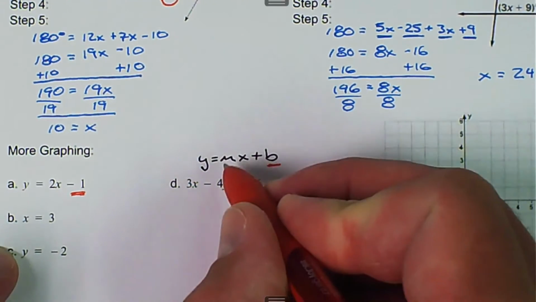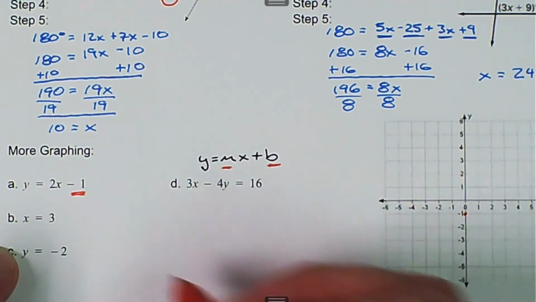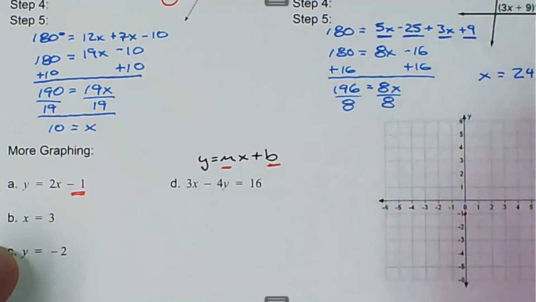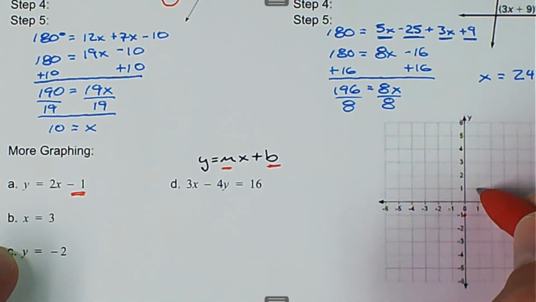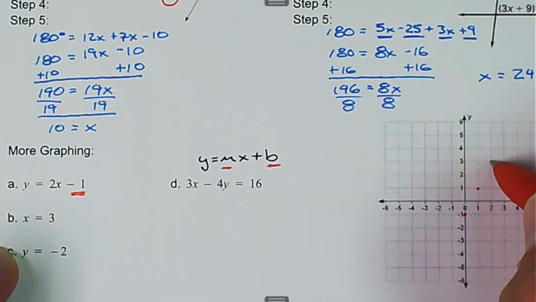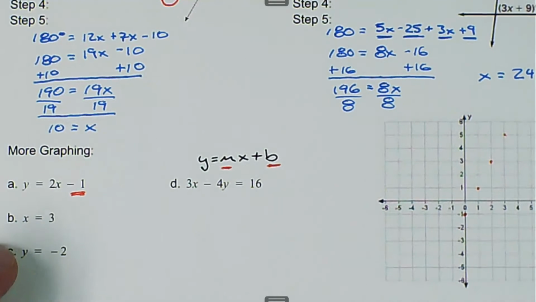And then from there, we're looking for the slope. And that's going to tell us this. We're going to go up 2 over 1. So up 2 over 1, up 2 over 1, up 2 over 1.